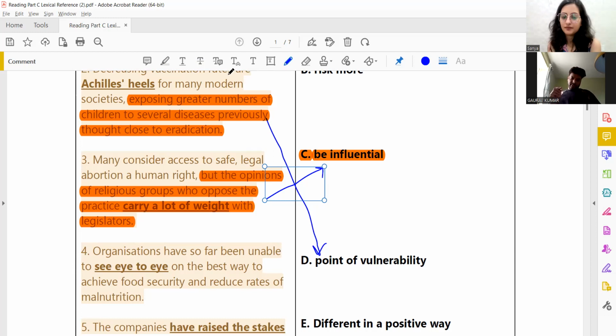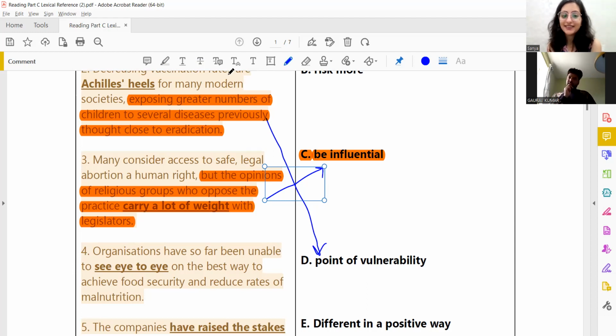Organizations have so far been unable to see eye to eye on the best way to achieve... different in positive way. Agree. Not agree. Mistakes. I think it's different in positive way.